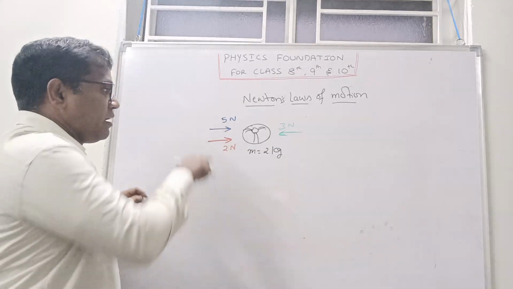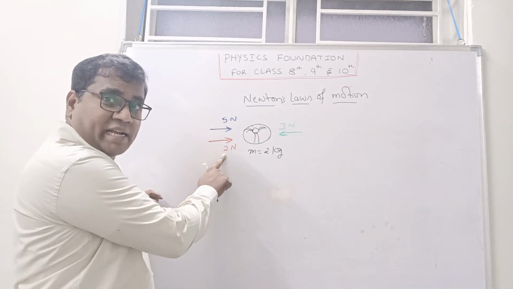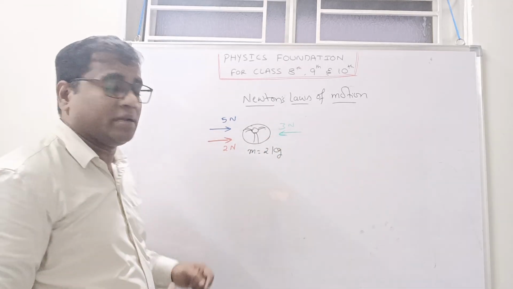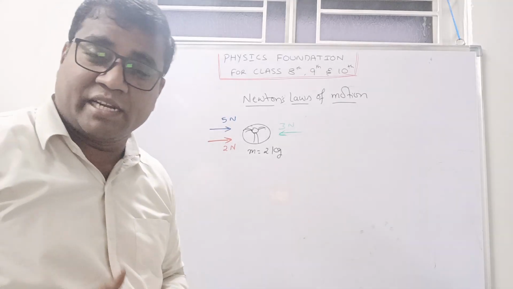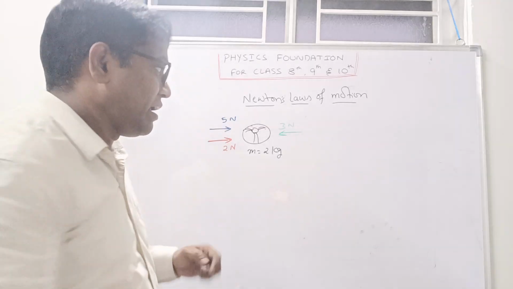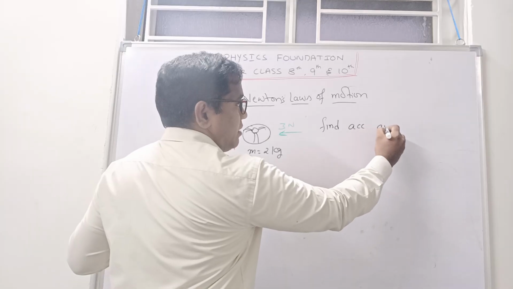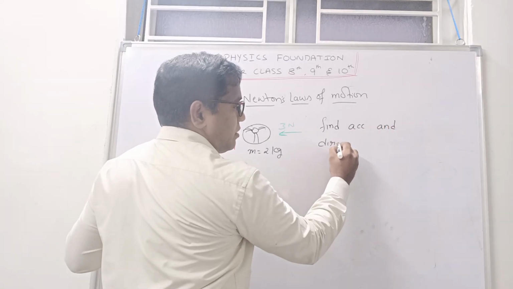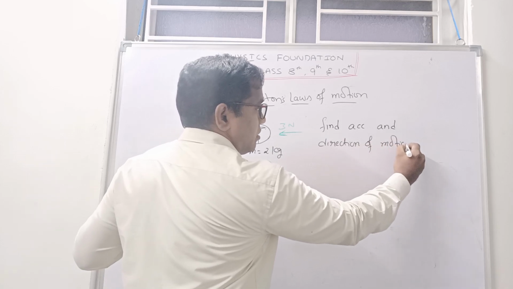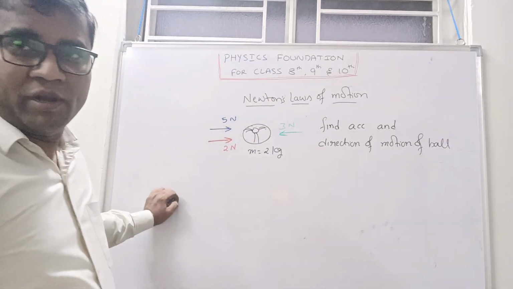So now see here, along the positive x-axis 5 Newton and 2 Newton is acting. Along the negative x-axis how much is it? 3 Newton is acting. So he is asking that find the acceleration and direction of motion of the ball. Direction of motion of the ball is asking, right?